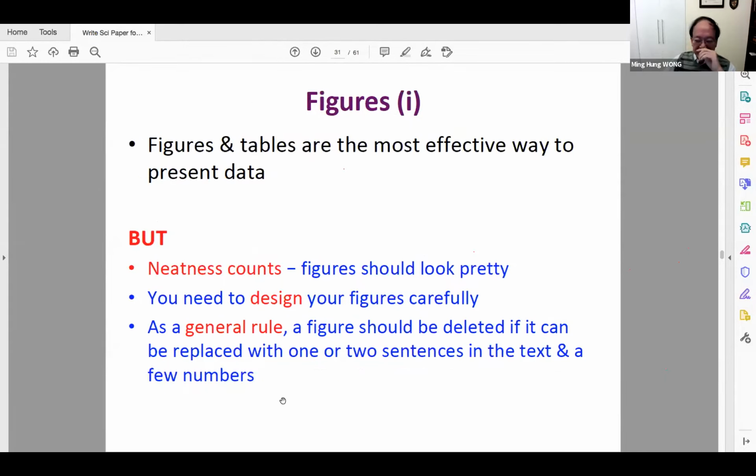Now, figures and tables are effective, but neatness counts. So figures should look pretty. They should look standardized. They should look nice. So you need to design them carefully. And as a general rule, the figure should be deleted if it can be replaced with one or two sentences in the text and a few numbers. So sometimes we see too many figures and too many tables in one paper, and very often we suggest the authors combine or delete some of the less important figures and tables. And of course, nowadays we have supplementary materials where you can put your raw data.